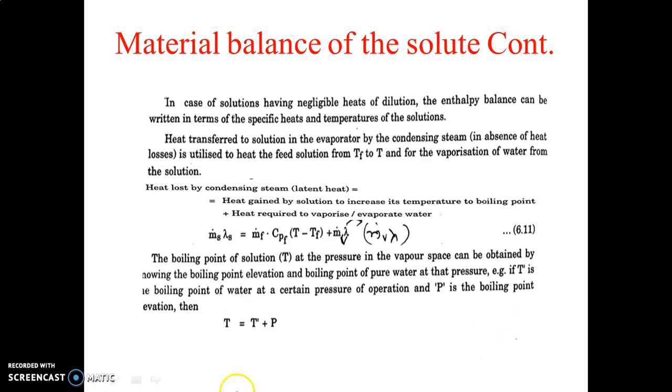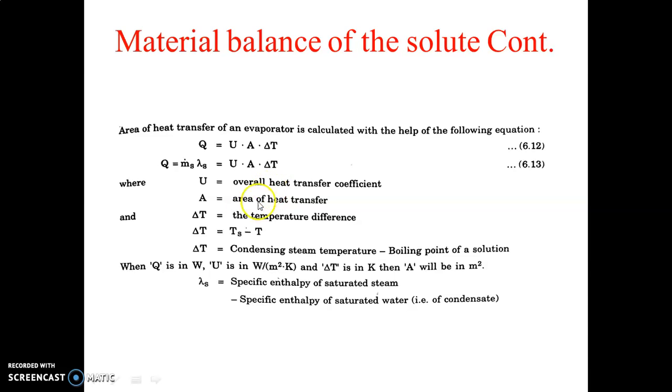Okay, and we have already learned the definition of boiling point elevation. Boiling point elevation is nothing but the difference between the boiling point of the solution and that of pure water at a given pressure. Sometimes it may be given or sometimes you have to calculate it in the problem. So that we will discuss while solving the problem. Then again you have to calculate the area of heat transfer required for the evaporator. Okay, so how should that be calculated?